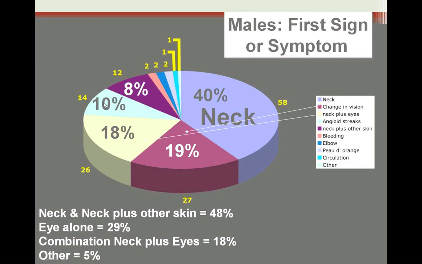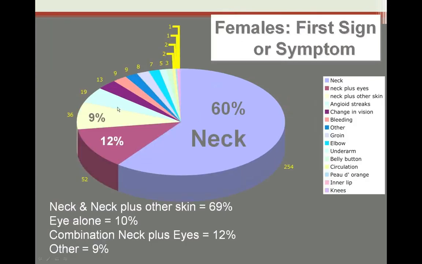So in males, if you look at the group here between 5 and 7 o'clock, the 19% group and the 10% in light turquoise, those are patients who present with eye findings. The three groups, the light turquoise, the yellow, and the maroon, account for 47% of the patients, and these are the ones presenting with eye alone or neck plus eyes, or just angioid streaks. So the 19% group actually presented with a drop in visual acuity, some visual change, whereas the 10% just had an abnormal eye exam. So 40% presented with neck findings, 47% presented with either eye findings plus neck or just eye findings.